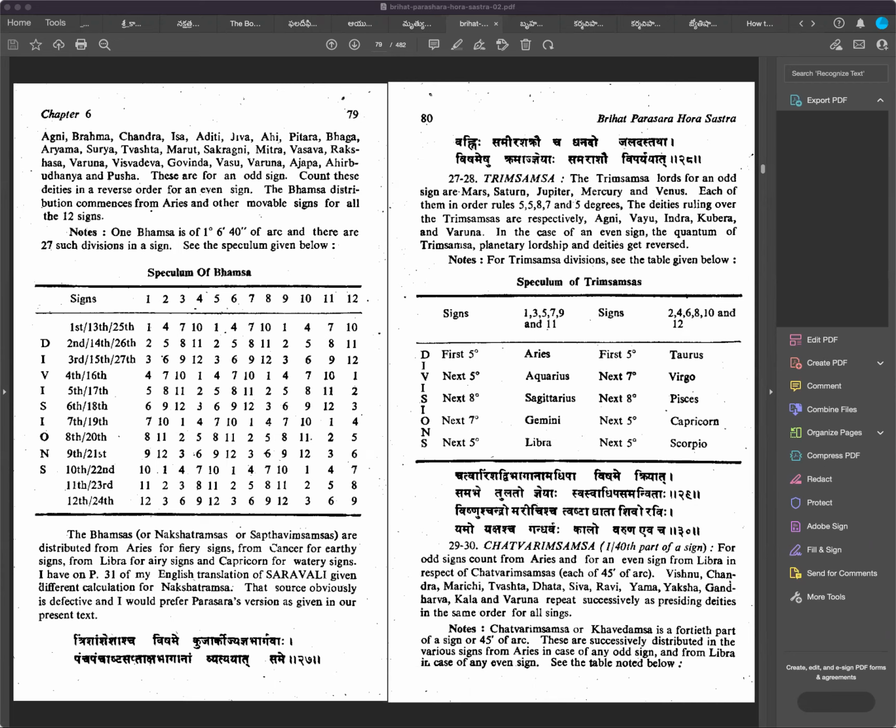Any doubts? No doubts? No doubts as such, sir. But sir, Vayu is Mars and Saturn, is it? Vayu is Saturn and Rahu. Rahu. Okay. Rahu is a smoky planet. Okay, sir. It's a Vayu Tattva. Thank you.